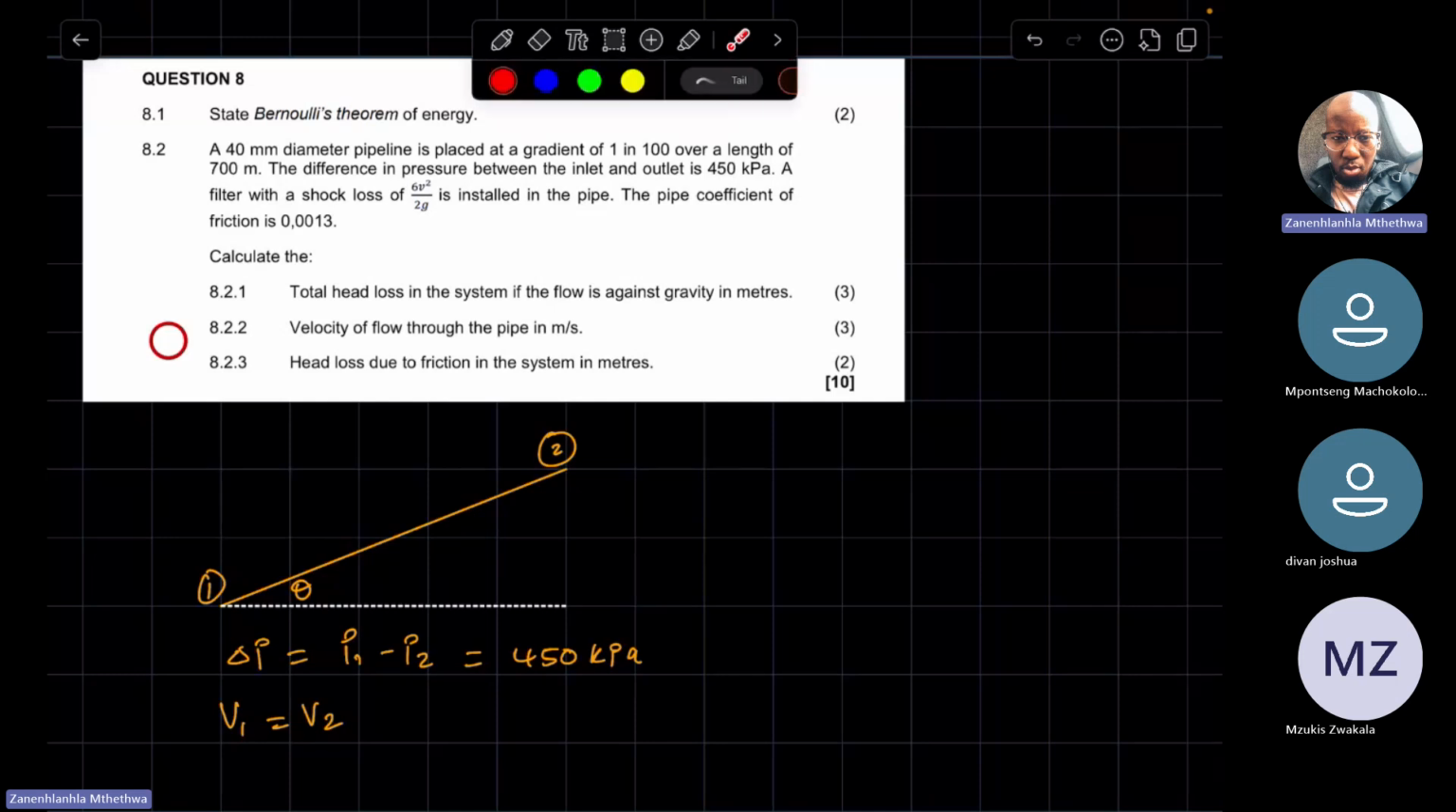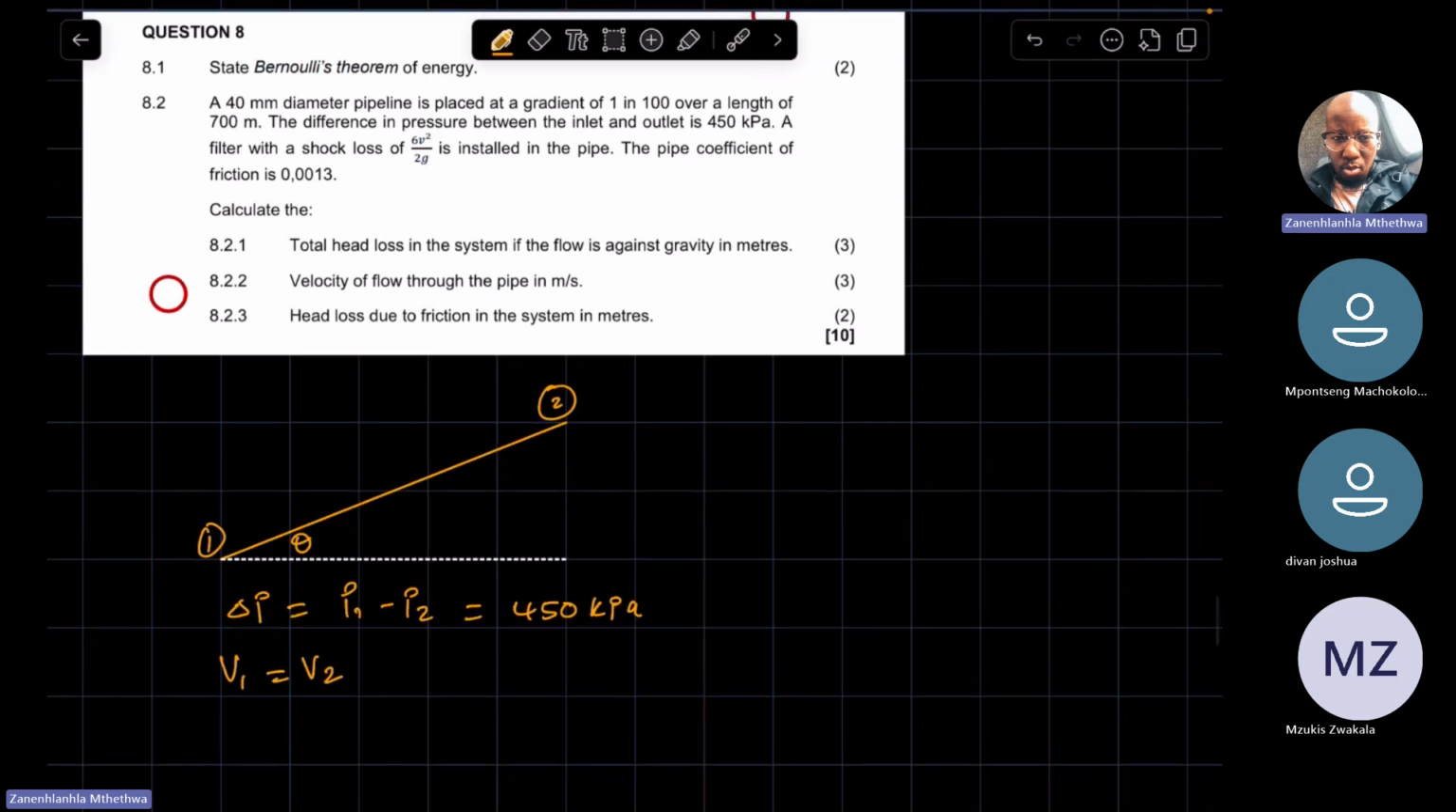Right. So based on the fact that the pipe has a constant diameter, we can assume, in fact, it's not even an assumption, right? That suggests that the velocity is the same throughout, meaning that V1 is equal to V2, right? And then we have the gradient. The gradient is 1 in 100, right? The length of the pipe is 700. So from here to there essentially is 700, right?